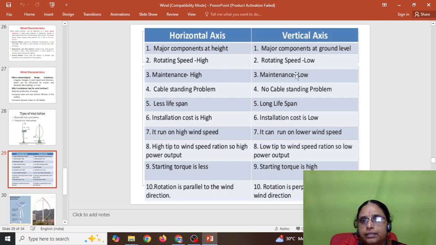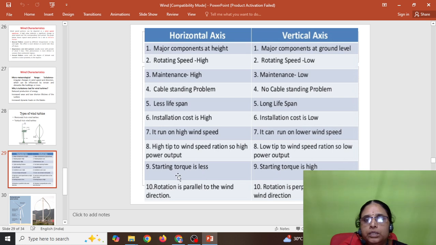Horizontal axis speed is high, vertical axis speed is low. In horizontal axis maintenance is high because all the components are located at some height, and vertical axis has low maintenance. In horizontal axis, being located at height means it has a cable twisting problem, and in vertical axis there is no cable twisting problem. Horizontal axis has less lifespan and vertical axis has long lifespan. The installation cost of horizontal axis is very high when compared to vertical axis, and it runs on high wind speed. We know horizontal axis, located at a certain height, runs at high wind speed.